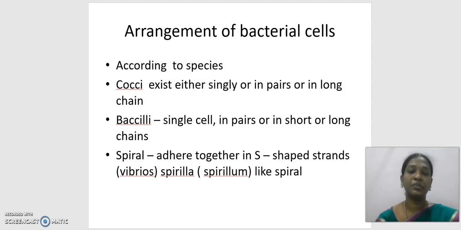So next we are going to see about the arrangements of the bacterial cell. This arrangement may vary according to the different species of bacteria. We have already seen that cocci exist either singly or in a pair or in a long chain, and bacilli also may be a single cell or in a long chain. Then the spiral forms adhere together in S-shaped strands, and they are called spirillum, like spiral.